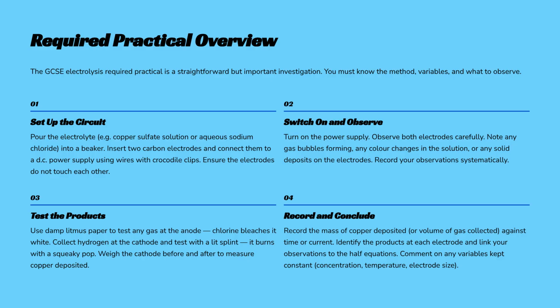The required practical involves setting up the circuit and observing gas bubbles or solid deposits. Test the products. Chlorine bleaches damp litmus paper white, and hydrogen burns with a squeaky pop. Record observations and link them to the half equations.